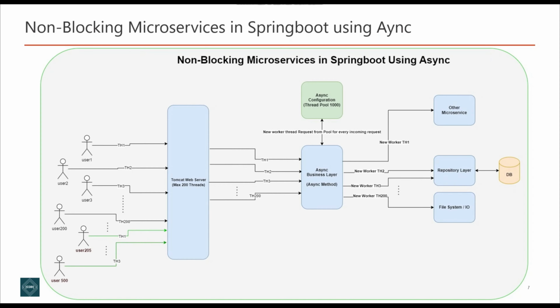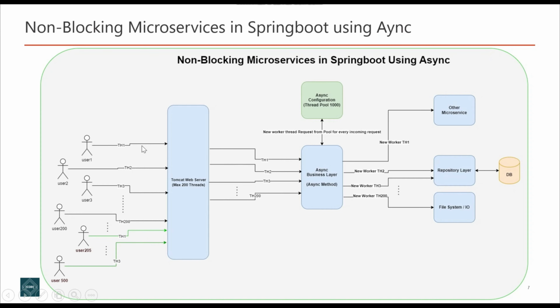Okay, friends. So now in the previous slide, we have seen what problem we have when too many requests come at the same time: blocking microservices get blocked. All those requests get blocked, right? So what do we do differently in non-blocking microservices? What we do is we don't block our customer facing threads.